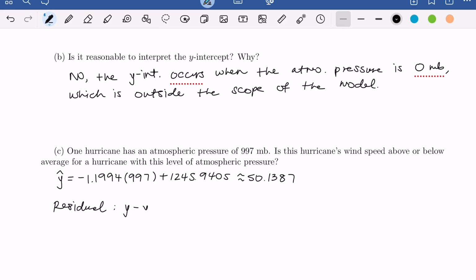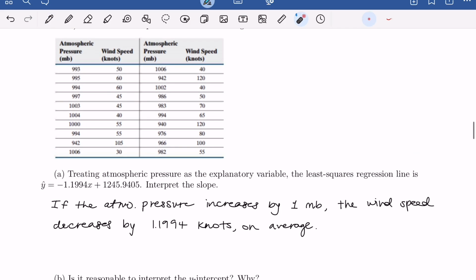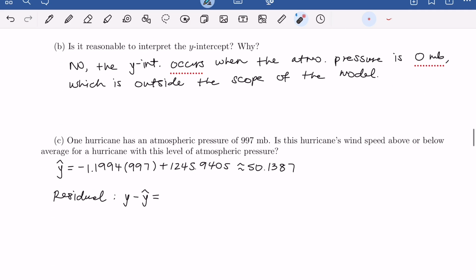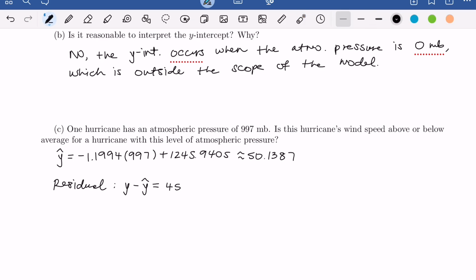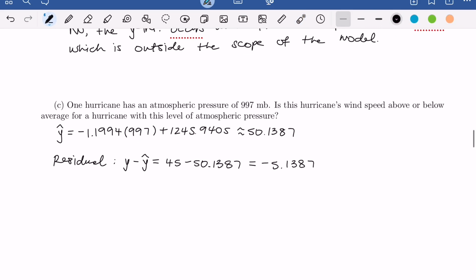Then our residual is going to be our observed value minus our predicted value that we just found. We can find our observed value in this table here. We're going to look at 997 millibars. The corresponding wind speed is 45. So our y value that we actually observed was 45, and our predicted was this 50.1387. Subtracting, our residual is minus 5.1387. So the wind speed is going to be below average for a hurricane with this level of atmospheric pressure. So we'll say that here: the wind speed is below average.